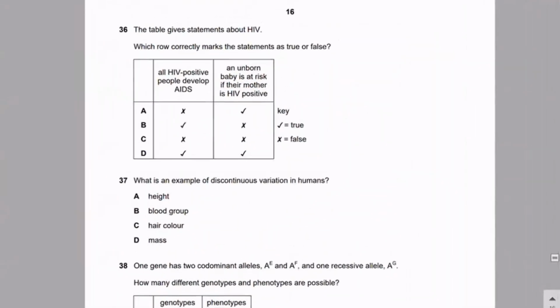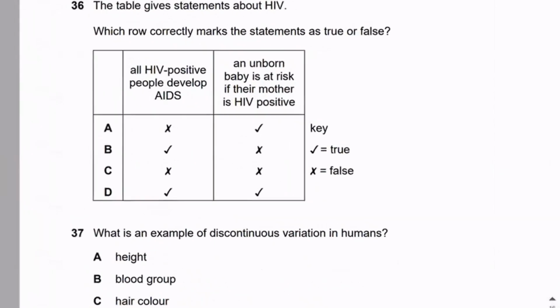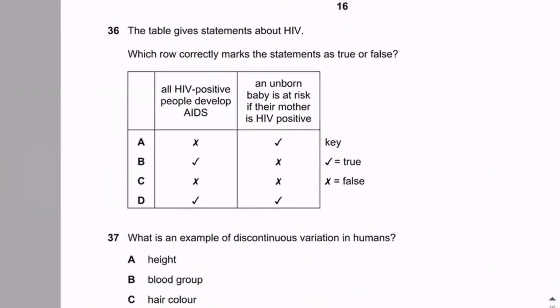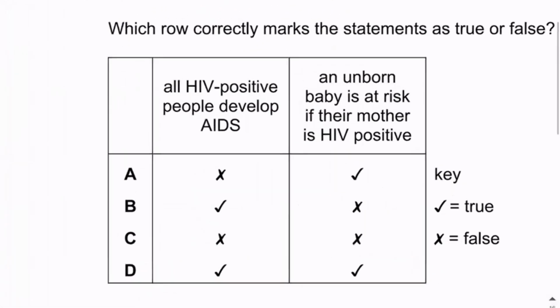MCQ number 36. The table gives statements about HIV. Which row correctly marks the statements as true or false? All HIV positive people develop AIDS. Is it true or false? It's not necessary that anyone who gets HIV also develops AIDS. There are some people who stay HIV positive throughout their lives but never develop AIDS. That's maybe because of the drugs that they are taking.